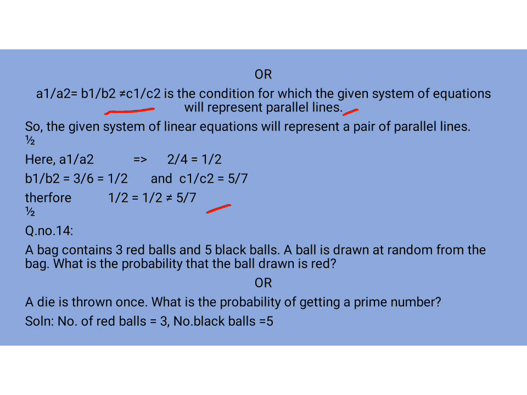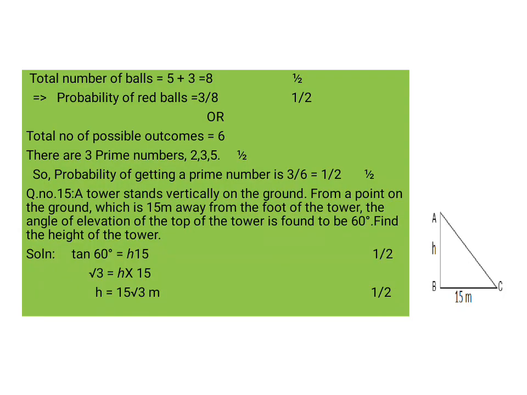So, in solution, we know the number of red balls is 3, number of black balls is 5. Total outcomes 5 plus 3, that is 8. Probability of red ball 3 by 8, and here you will get your 1 mark. For option question, total number of possible outcomes is 6. Prime numbers are 2, 3, 5. So the probability is 3 by 6, that is half.